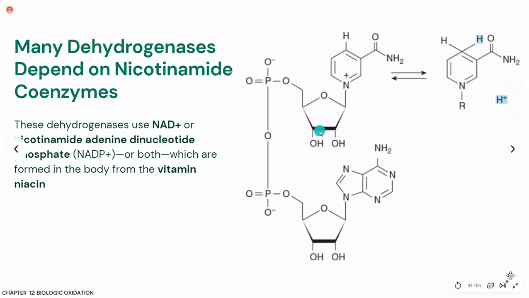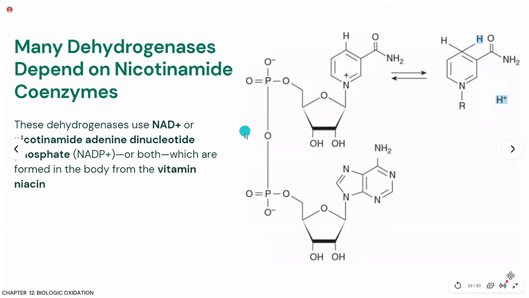So this is your NAD. This is your niacinamide, pertaining to nicotinamide. And then two adenine residues. That's an adenine there, there's another adenine here. And of course, phosphates. So that is your NAD.